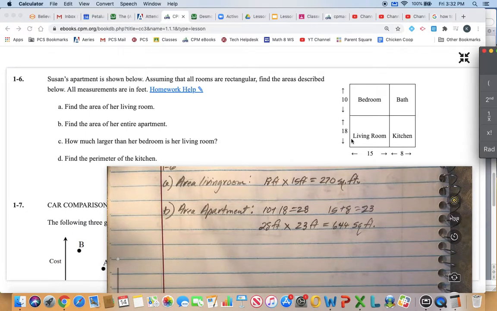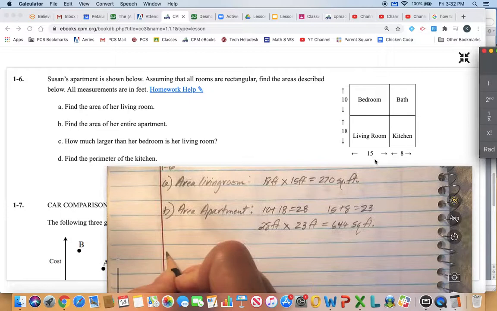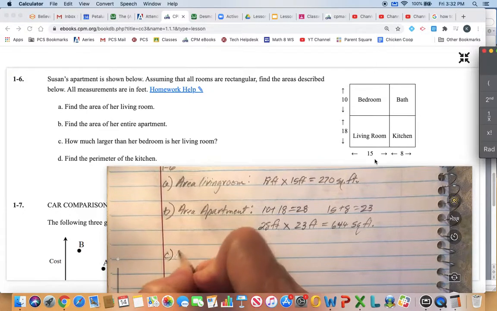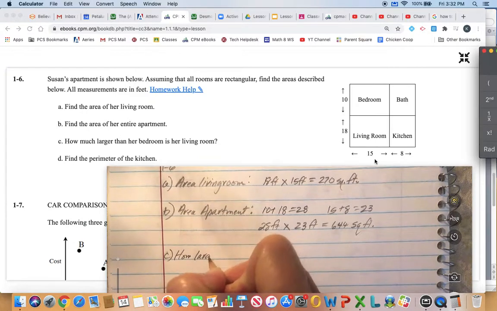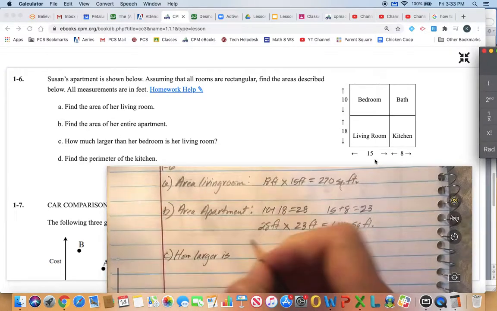And with the living room, one dimension is 18 and the other is only 10. But we just want to know the difference, how much larger the living room is. And it looks like it's 8 feet larger on one side. So if we just take that 8 feet times 15 feet, we can find out how much larger. So how much larger is the living room?